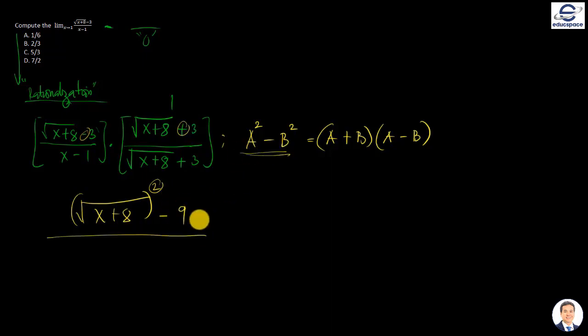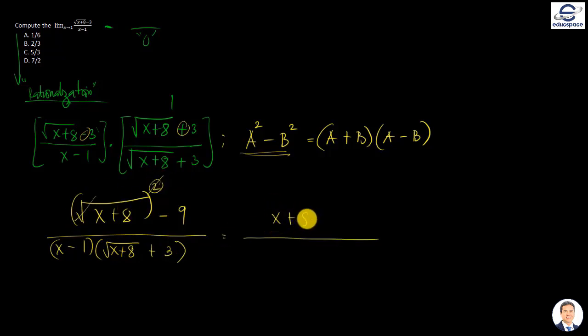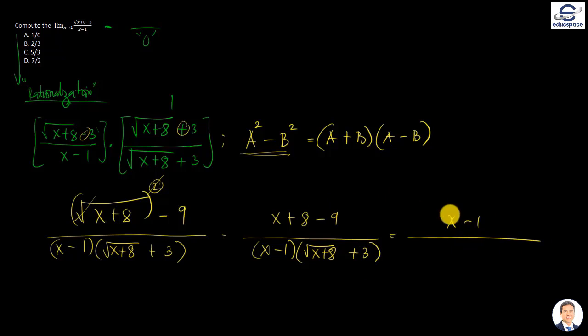That is the same here. And then we keep the same denominator, so x minus 1 and then square root of x plus 8 plus 3. So here the square root will cancel out, meaning to say we have x plus 8 minus 9. So x minus 1 again multiplied by square root of x plus 8 plus 3. If we see this in the numerator, we can simplify this as x minus 1. That is 8 minus 9 equals negative 1. So x minus 1 is still in the denominator, square root of x plus 8 plus 3.